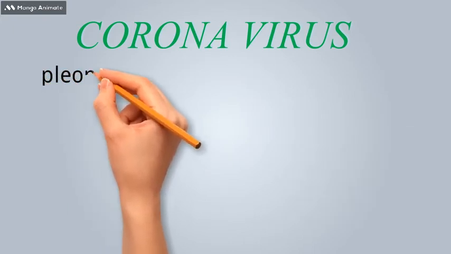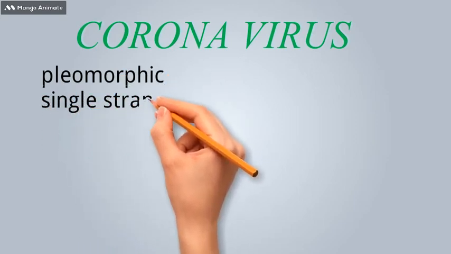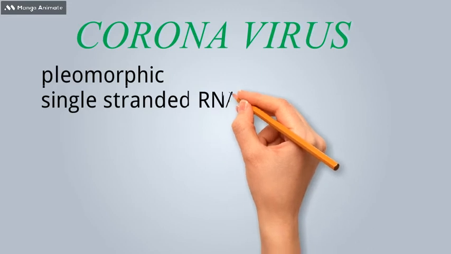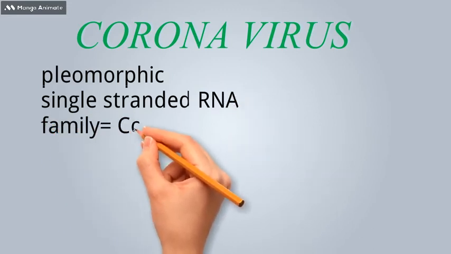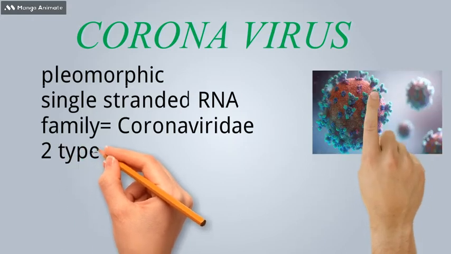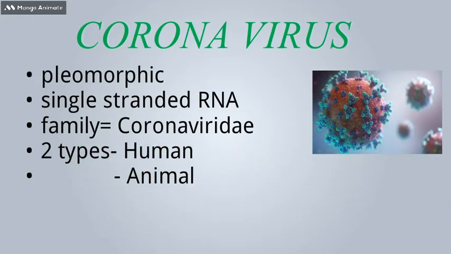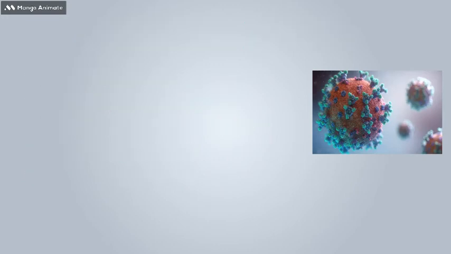Coronaviruses are pleomorphic. They are single-stranded RNA viruses. They belong to the family Coronaviridae. There are two types of coronaviruses. They are human coronavirus and animal coronavirus. Therefore, coronavirus can infect both humans and animals.